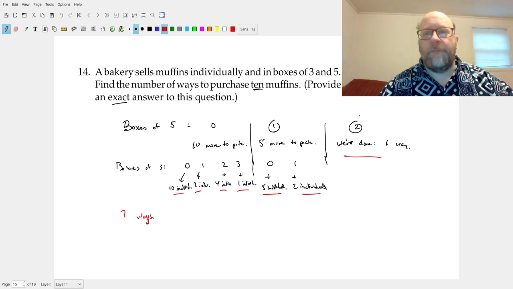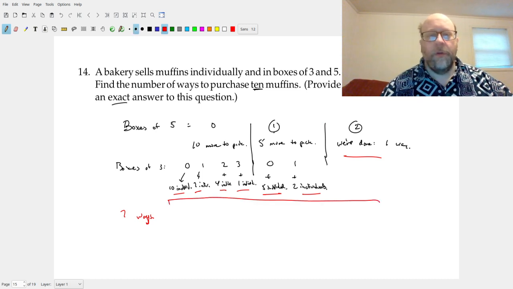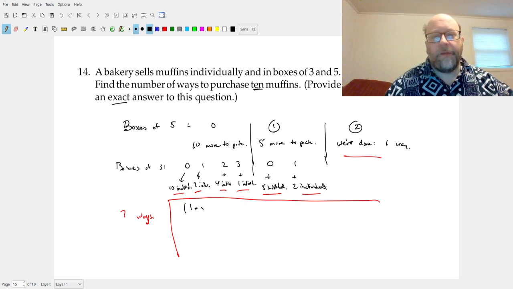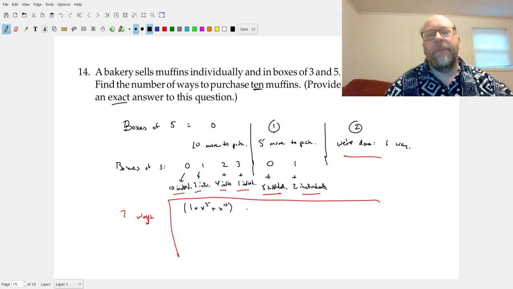If we didn't want to do this by just brute force counting, the alternate solution would be to do this using a generating function. Let's start over. The boxes of 5 could be 1 plus x to the 5th plus x to the 10th. Boxes of 3 could be x cubed, x to the 6th, x to the 9th. And then the individuals could be all the way up through x to the 10th.